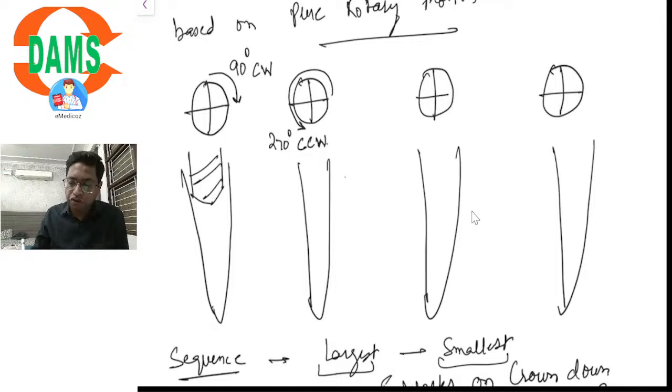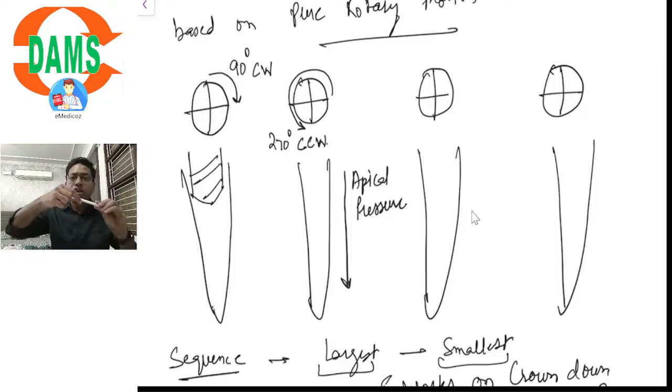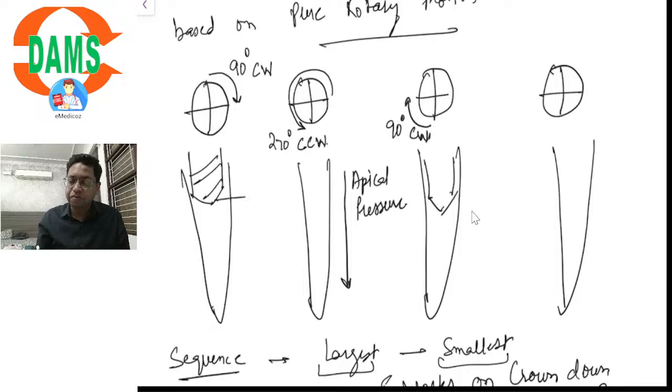So what you would do, you would maintain an apical pressure on the file. But there would only be a rotary motion, clockwise, counterclockwise. So when you do not allow the file to come out but rotate it 270 degrees counterclockwise, it would machine or cut the dentine and enlarge the root canal. Now again, you would give it a 90 degrees clockwise turn. It would go deeper inside the root canal. From its previous depth, it would go deeper.